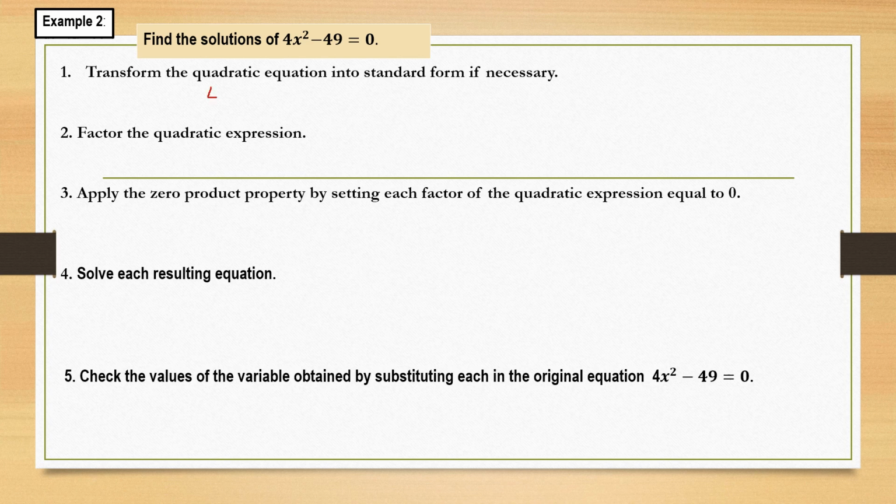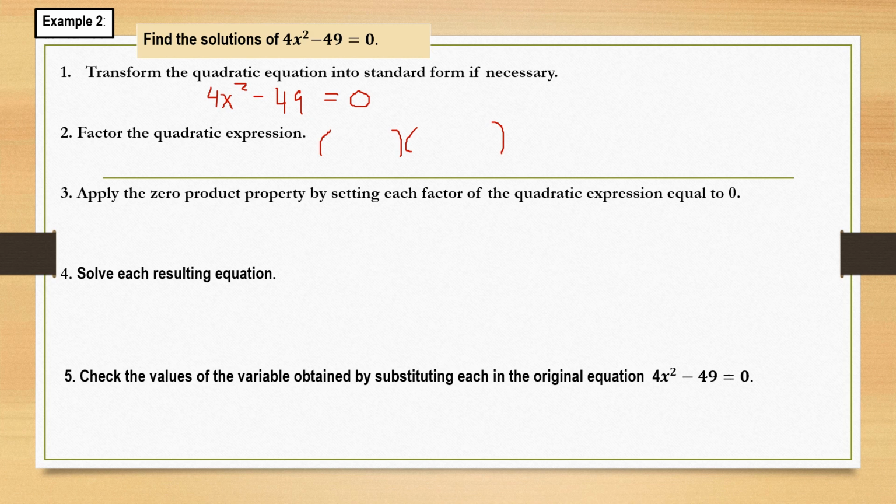4x squared minus 49 is already written in standard form. So let's proceed to step number 2. Factor the quadratic expression. The quadratic expression is a difference of two squares.